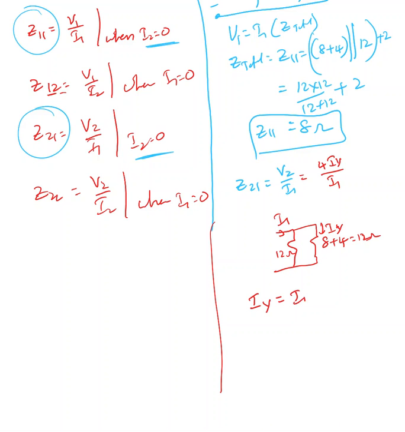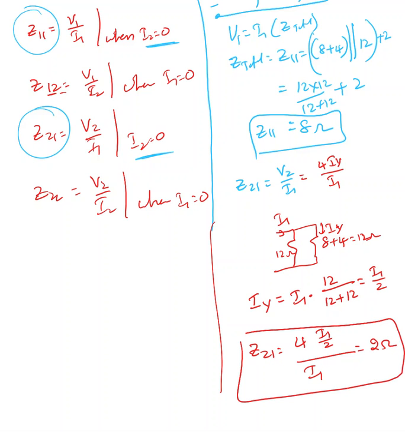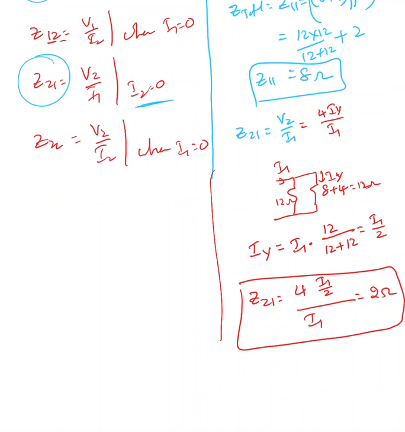Iy equal to total current I1 times opposite resistance over total resistance. So you will end up with I1 over 2. So what is Z21? Z21 equal to 4 times I1 over 2 divided by I1. So it's going to be 2 ohms. Here is my Z21. So as I mentioned, Z11 and Z21, it's easy to find together. Now we're going to find other two parameters.